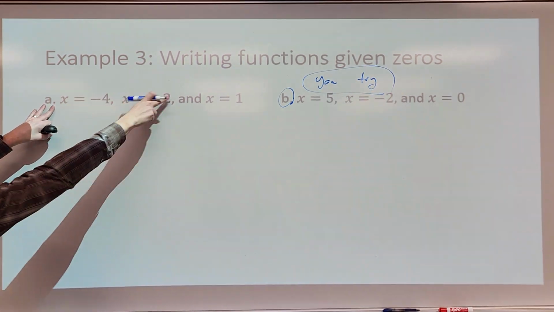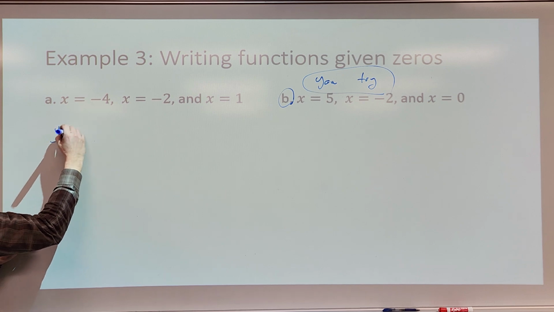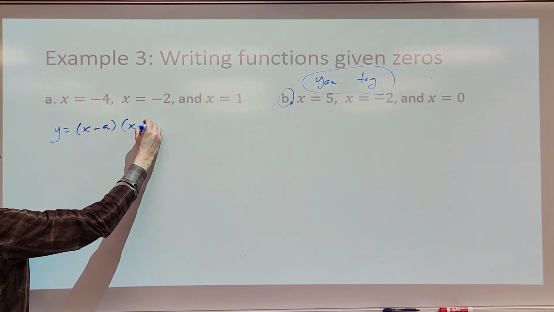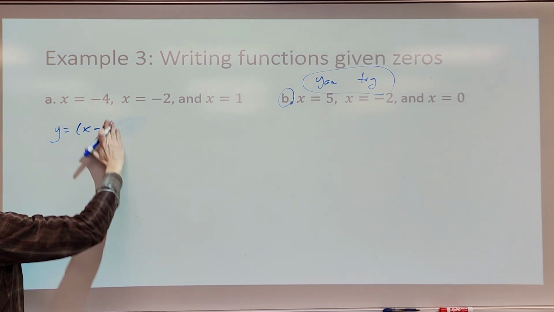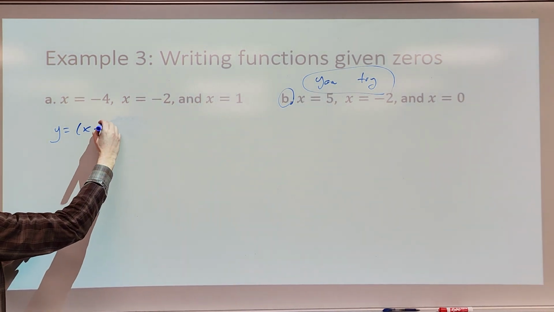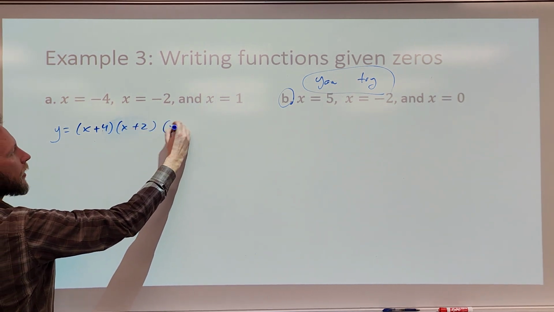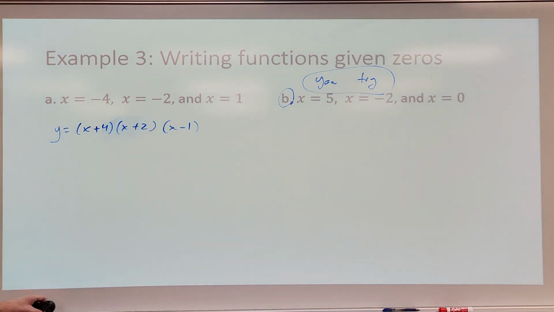But over here, for example 3, writing functions given the zeros. We've got y is equal to x minus a, and x minus this factor, and x minus that factor. So the factored form here is going to be x minus negative 4, x minus negative 2, and x minus positive 1. So this is the factored form, and we're going to do this in 2 different ways.